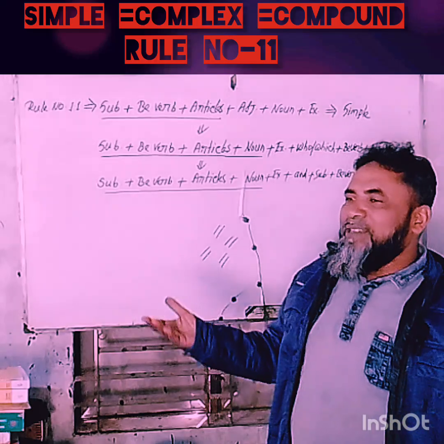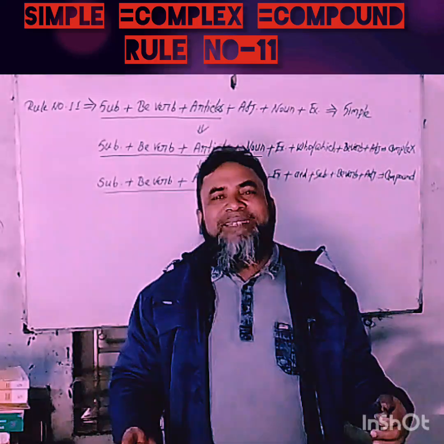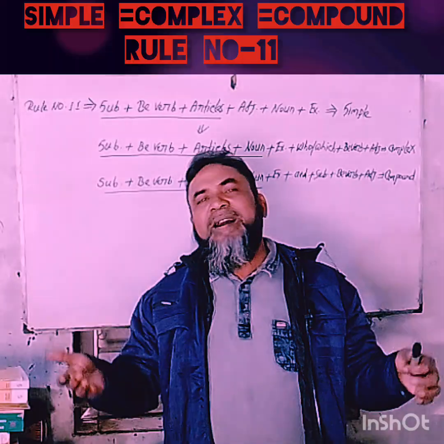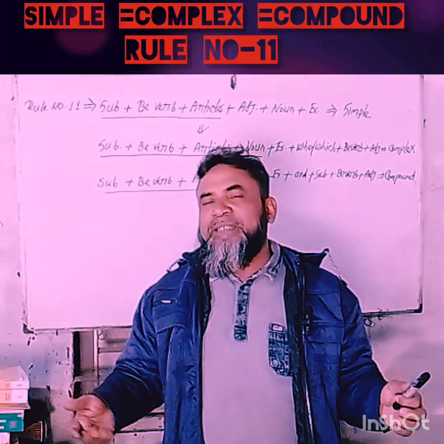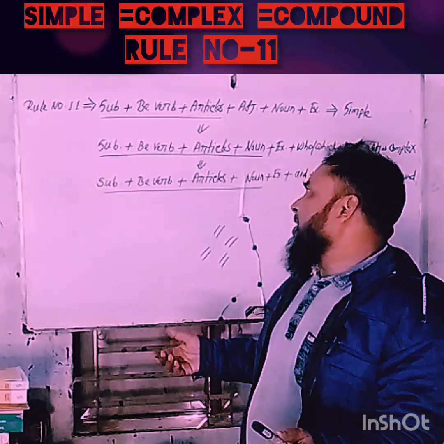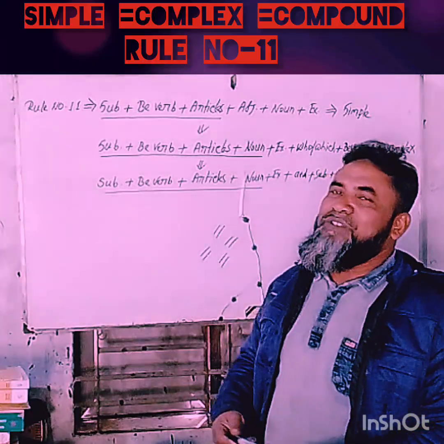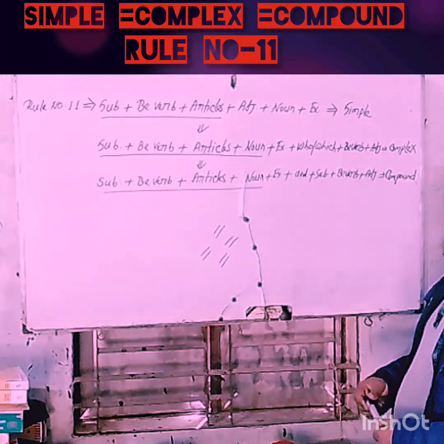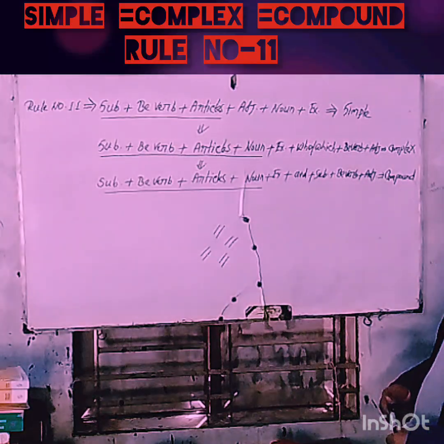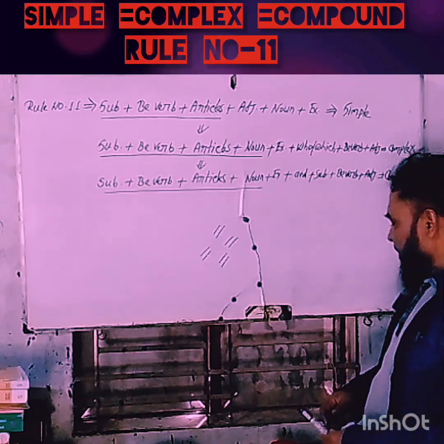The previous classes were, my dear learners, rule number one, rule number two, rule number three, rule number four, rule number five, rule number six, rule number seven, rule number eight, rule number nine, rule number 10, and with the reference of my previous classes, we have now come to rule number 11. So, my dear learners, take a look at the board and try to understand the relationships among simple, complex, and compound sentences that we are going to discuss.